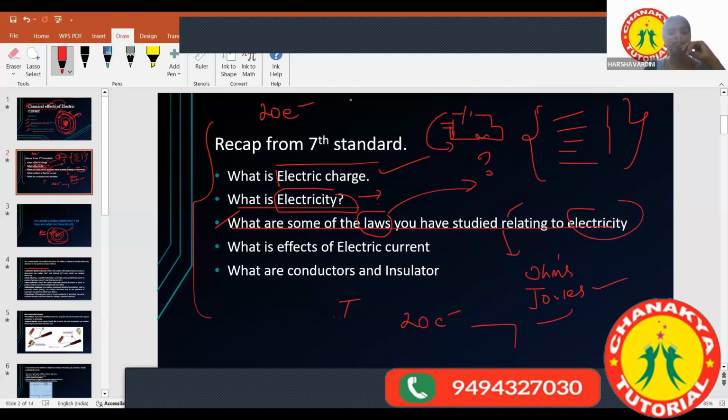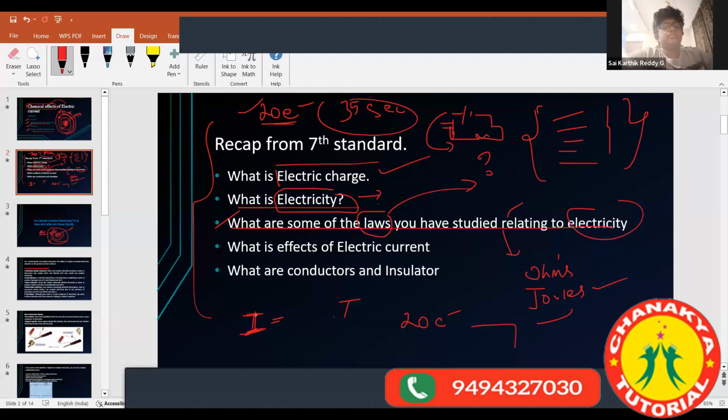In the time, for example, of 35 seconds, 20 electrons are passing through the circuit. Now I want to find the current. How will you find the current? I have given you the flow of charges and I have given you the time also. And I is the representation of current, if I'm not wrong, right? Yes or no? Yes, ma'am.